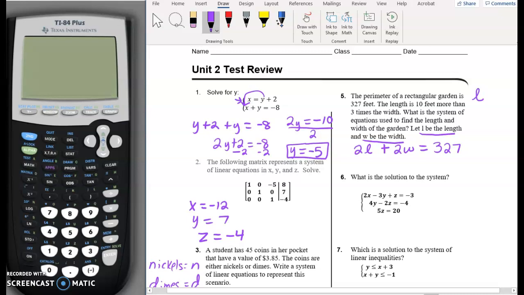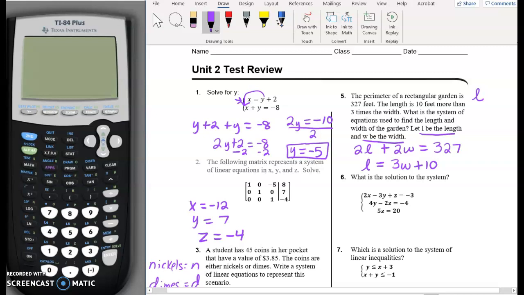My second equation, it says the length is 10 feet more than 3 times the width. So since it says the length is, I know that the length is equal to something. In this case, it's 10 feet more than 3 times the width. So I'm going to start with 3 times the width, so 3W, and then 10 feet more than that. More than implies addition, so we're going to add 10. And this is my system of equations.